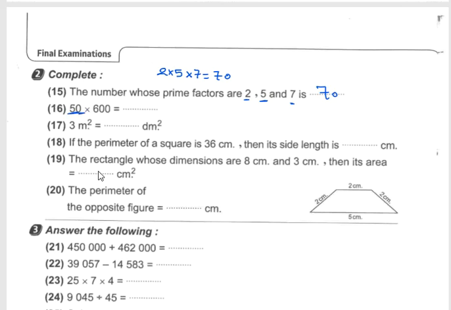50 times 60. How many zeros are here? 1, 2, 3. So we write 3 zeros from the right side. And we'll say 5 times 6 equals 30.